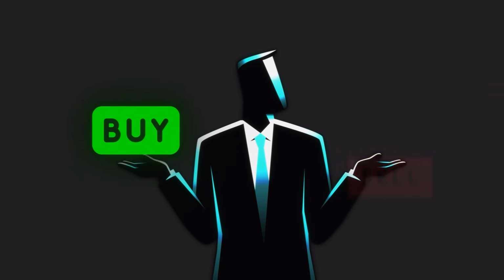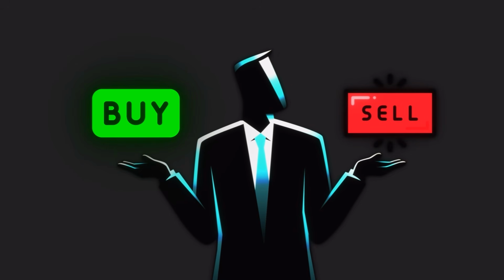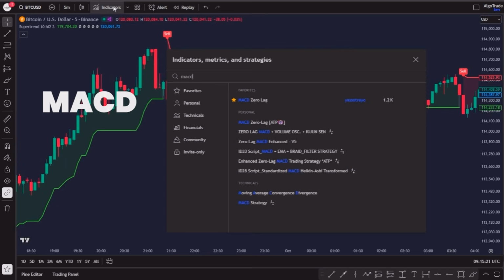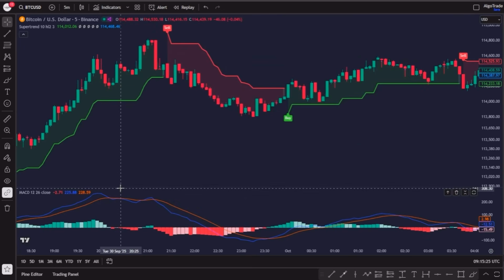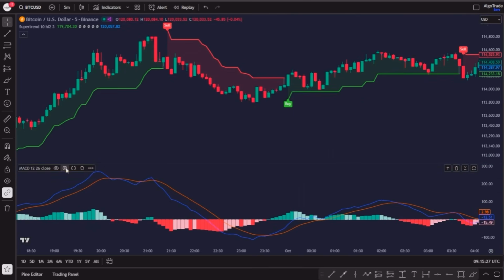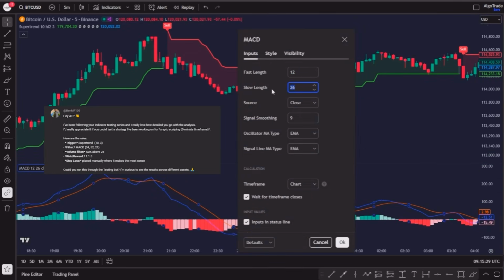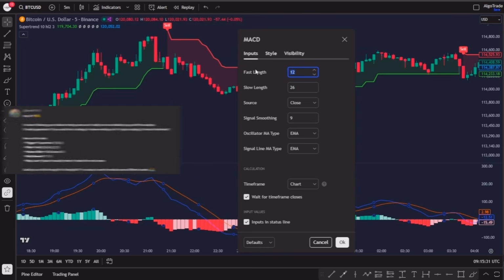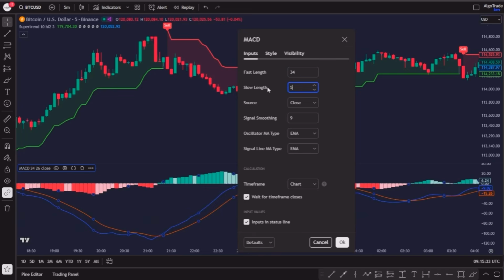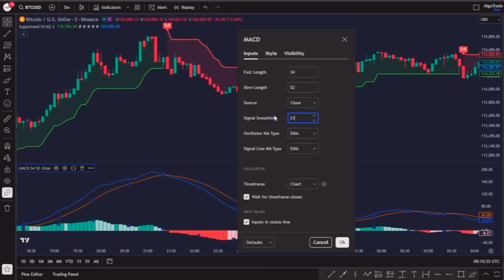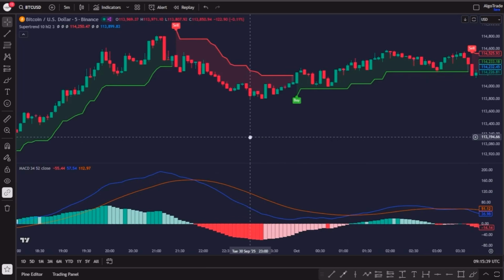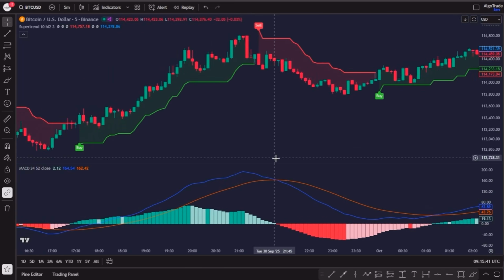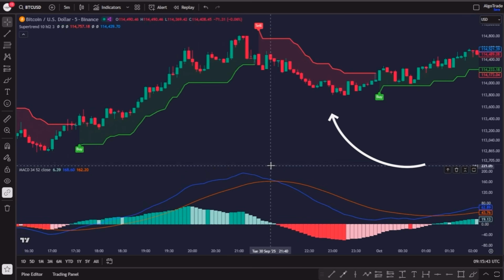But we are not going to take every SuperTrend signal blindly. That's where the MACD comes in. Usually, MACD is calculated with settings of 12 and 26, but here the subscriber suggested a slower version: 34 for the fast length, 52 for the slow length, and 21 for the signal line. These settings make the indicator smoother, making it react less to market noise.